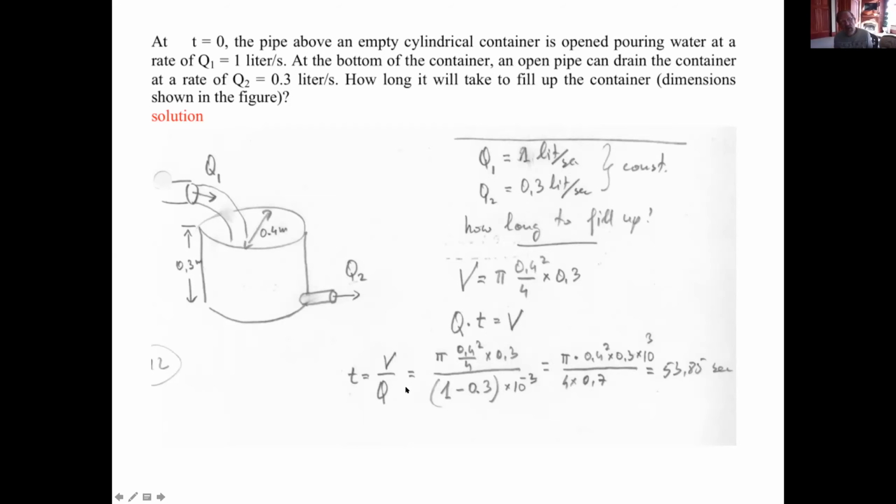So this is accumulation versus going in, going out. Going in is 1 liter, going out 0.3 liter, okay? And then the minus 3 is because a liter is actually 10 to the third cc. We did everything in centimeters. Then you put the numbers in, and it turns out to be almost 44 seconds, okay? So this is again on volume flow rates. I believe we have time for another one.